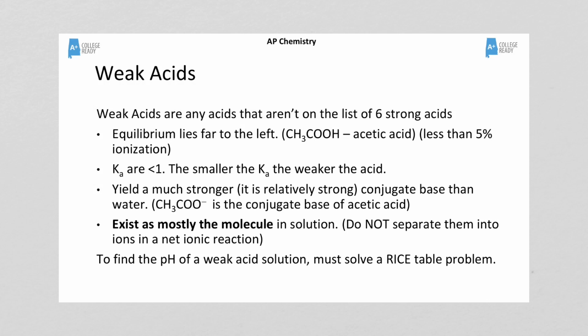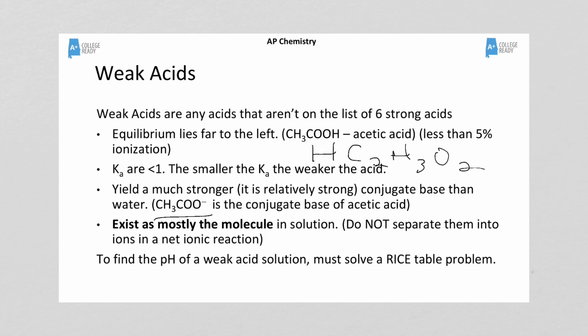So I've given the example of acetic acid, written as the organic chemist would write it, CH3COOH. You might be used to seeing it as HC2H3O2. So again, same acid, written 2 different ways. And then the conjugate base is acetate.